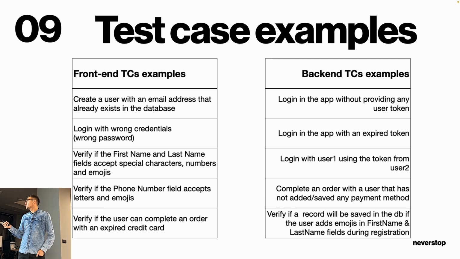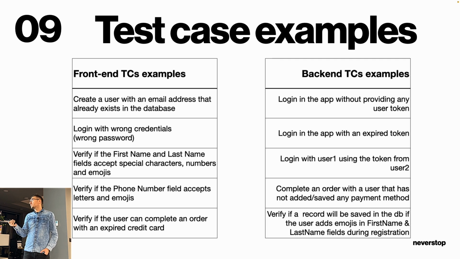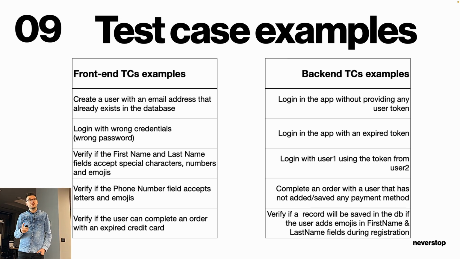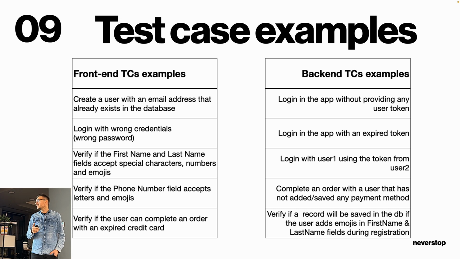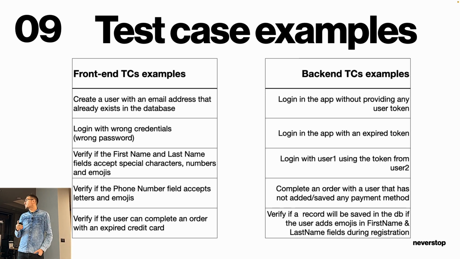Complete an order with a user that has not saved any payment method, meaning the user can add a first payment method, but users can also have previously saved payment methods. But what will happen if the user does not have any payment method against his or her account? Of course, the system or the application should not allow the user to complete the order.